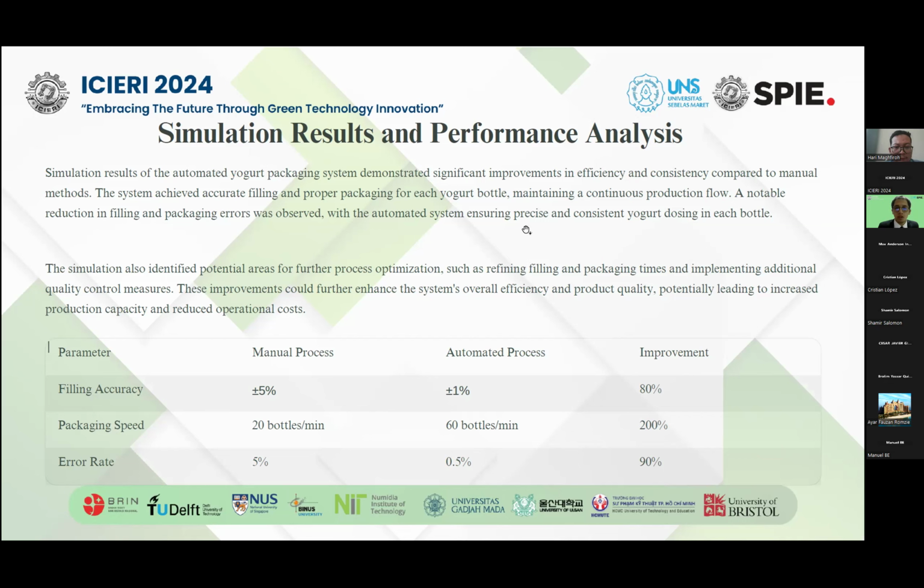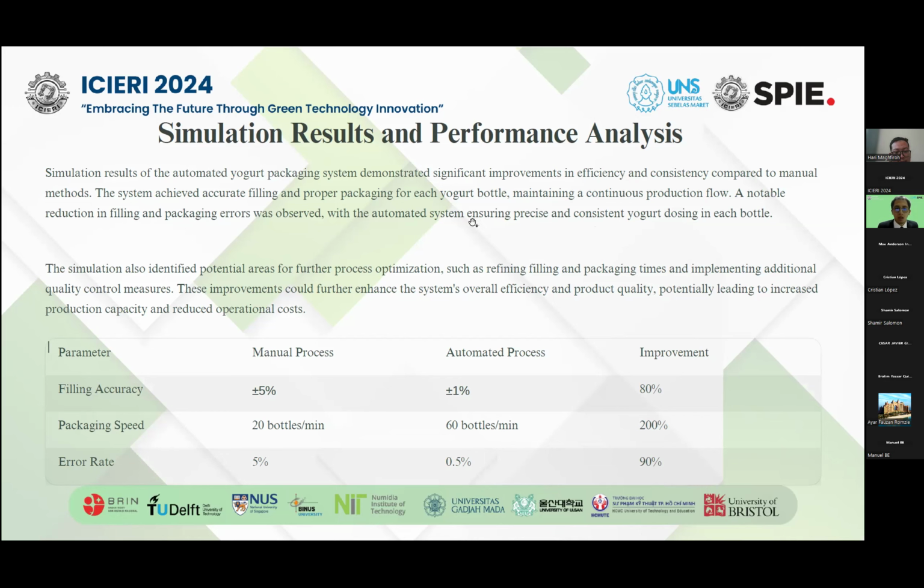The simulation also highlights areas for further optimization, such as refining filling and packaging times, and implementing additional quality control measures. These enhancements could further increase production capacity and reduce operational costs, underscoring the effectiveness of automation in yogurt packaging.